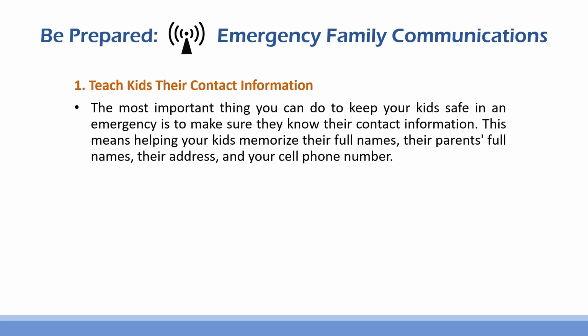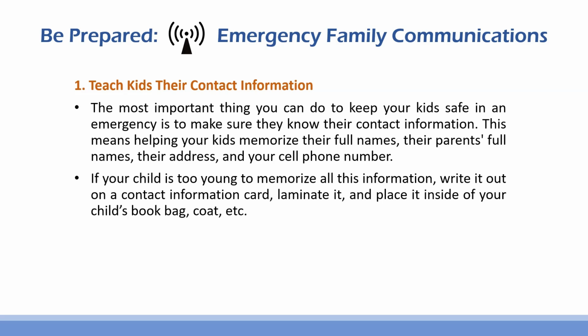1. The most important thing you can do to keep your kids safe in an emergency is to make sure they know their contact information. This means helping your kids memorize their full names, their parents' full names, their address, and your cell phone number. If your child is too young to memorize all this information, write it out on a contact information card, laminate it, and place it inside your child's book bag, coat, etc.